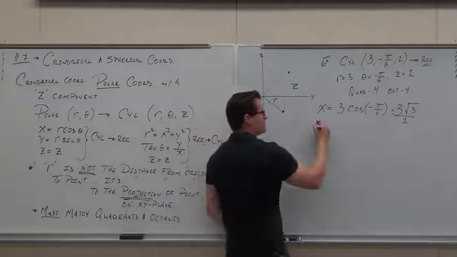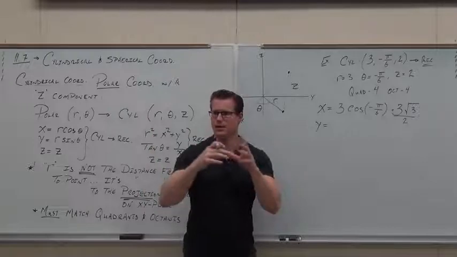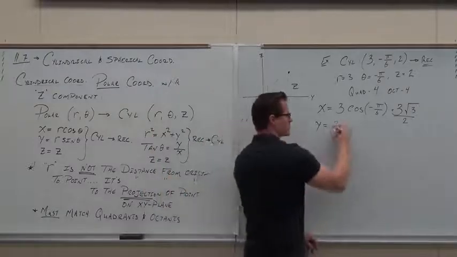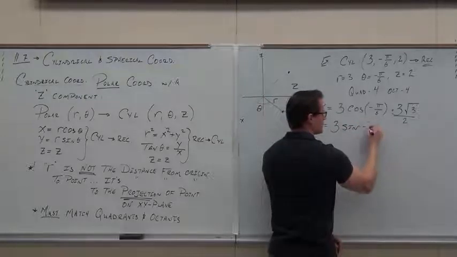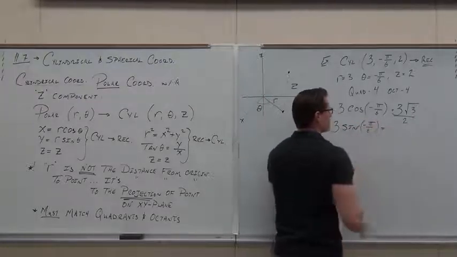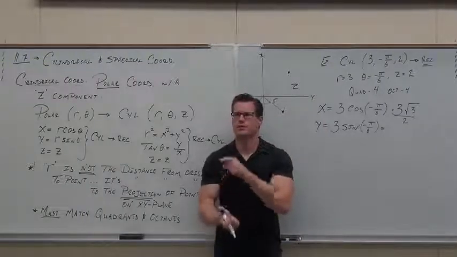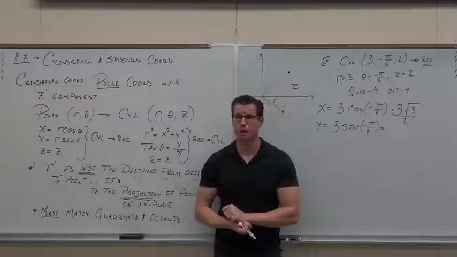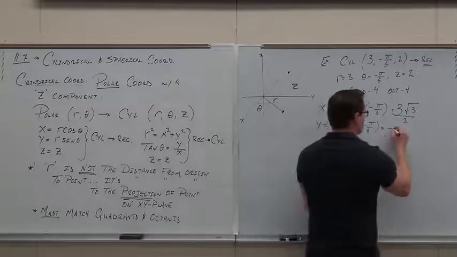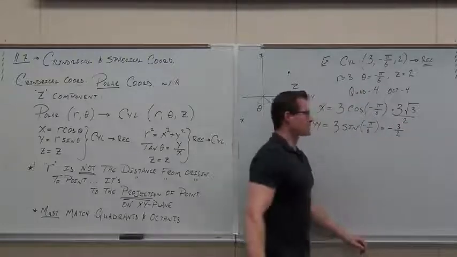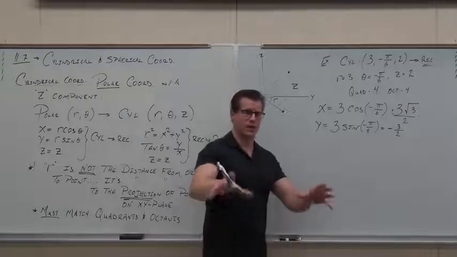Let's try the y. The y says we're going to do 3, still the r sine theta. So we have the same exact numbers, except we have a different trig function. How about 3 times, what's sine of negative pi over 6? Negative 1/2, because in quadrant 4, sine is negative. We're in quadrant 4, negative. So negative 3 times 1/2, negative 3 halves. With me? There's a hard one coming up, but I'll handle it for you, all right?